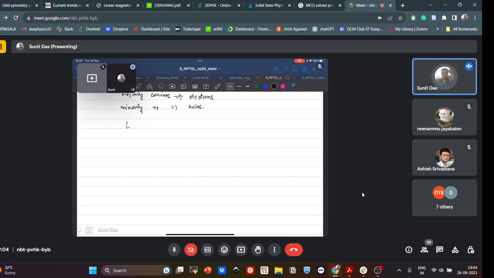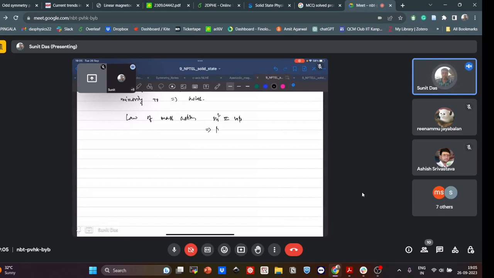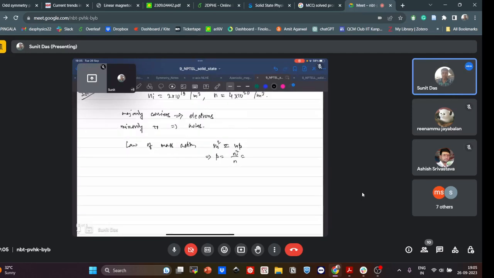Now if we apply the law of mass action, which says intrinsic concentration squared equals n into p, with the donor concentration and the hole concentration, from this we can find the hole concentration: ni squared by n, which will be 10 to the power 18 per meter cube, right? So this way we got the hole concentration.